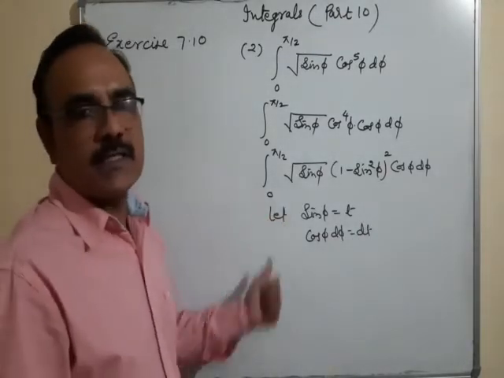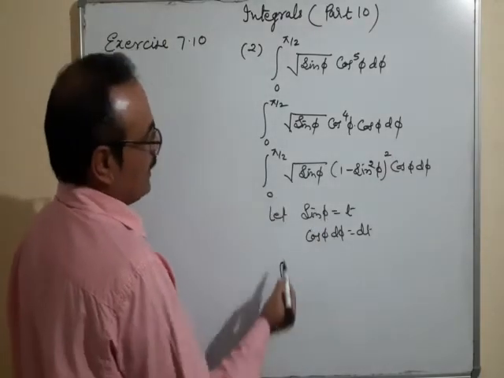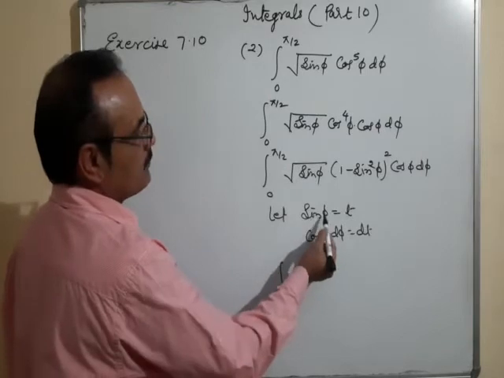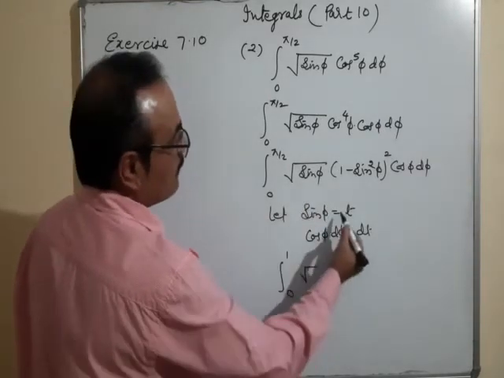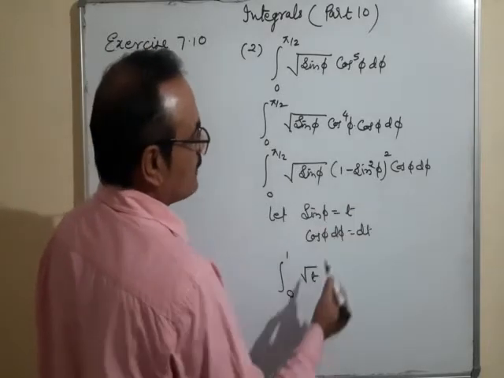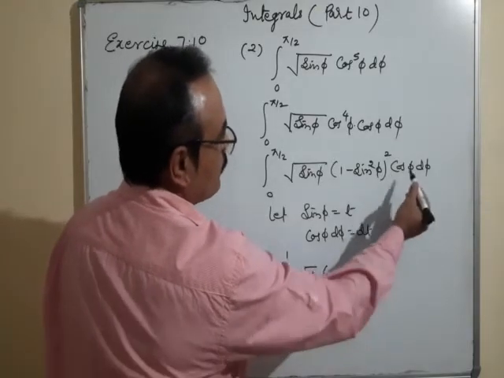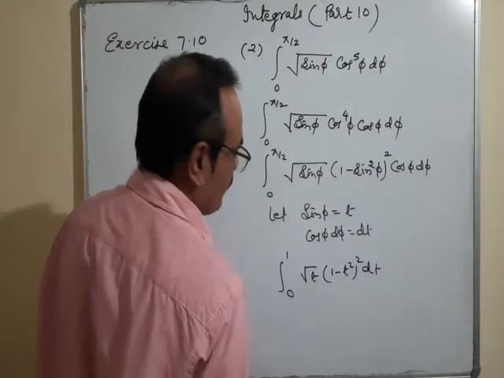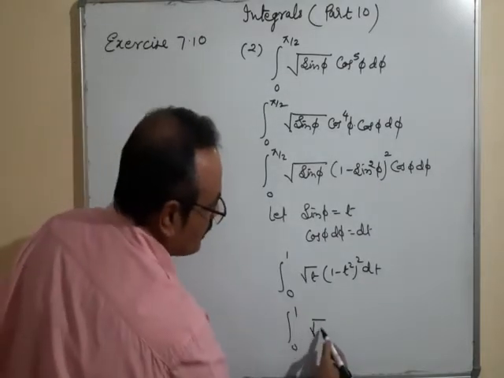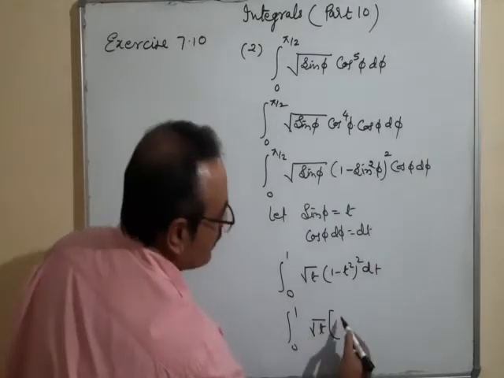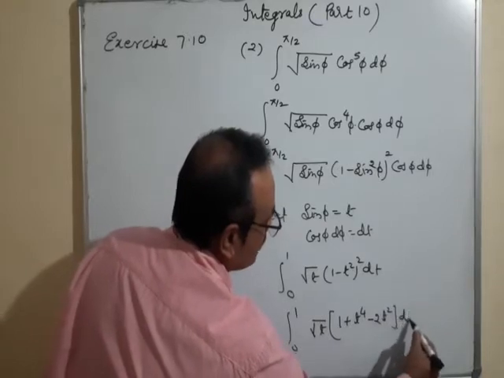Limit will also be changed in the same respect. Lower limit 0, sine 0 is 0. When I put pi by 2, sine pi by 2 is 1. Under root t, 1 minus sine square becomes 1 minus t square whole square, and cos phi d phi is dt. So it comes 0 to 1 under root t into (a minus b) whole square, a square plus b square minus 2ab, dt.